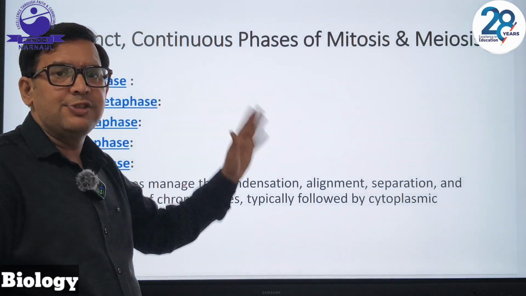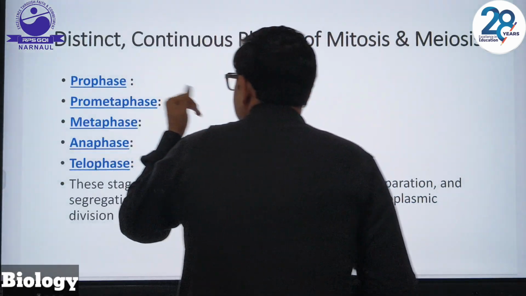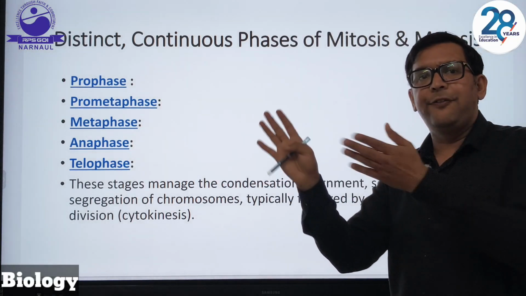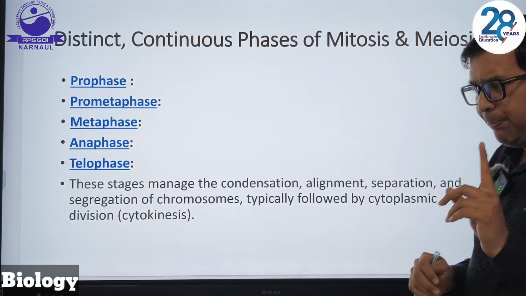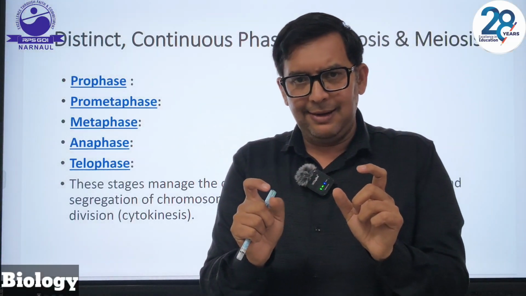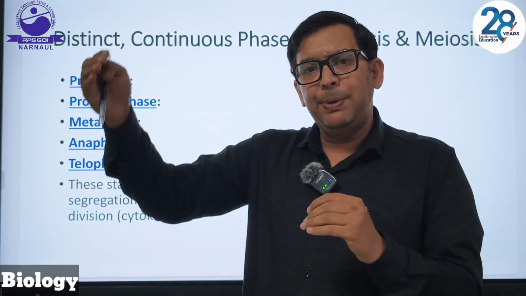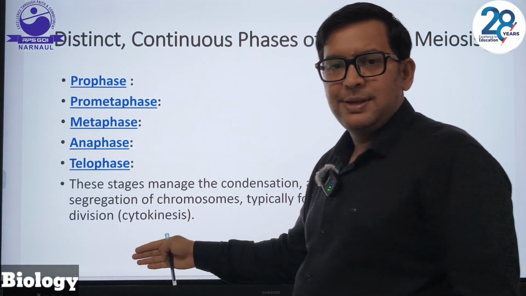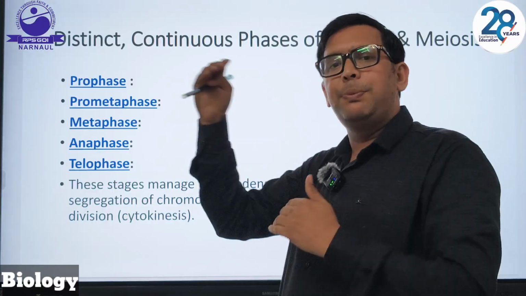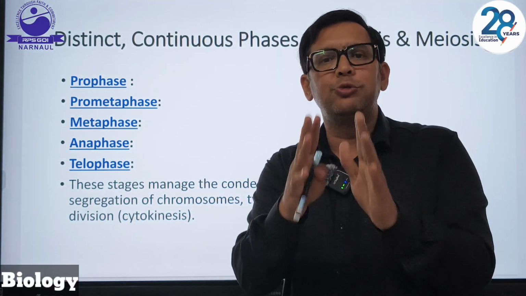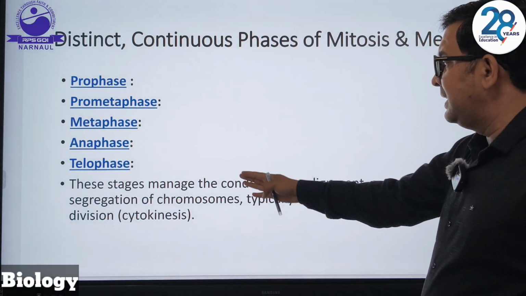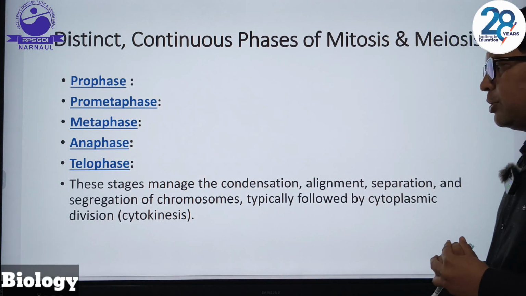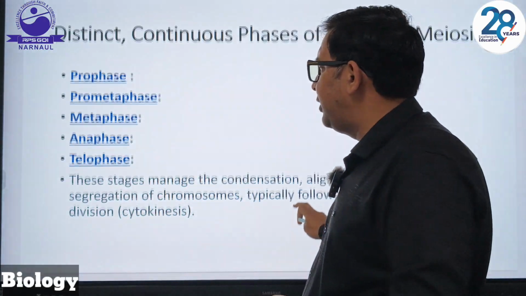We have different phases of mitosis and meiosis. See, prophase, metaphase, anaphase, telophase, and then followed by cytokinesis. Before formation of two daughter cells, every cell prepares itself to make 2 copies. So these steps include all these preparations before becoming 2 cells in mitosis. These stages manage condensation, alignment, separation and segregation of chromosomes, and after that it will go for cytokinesis.